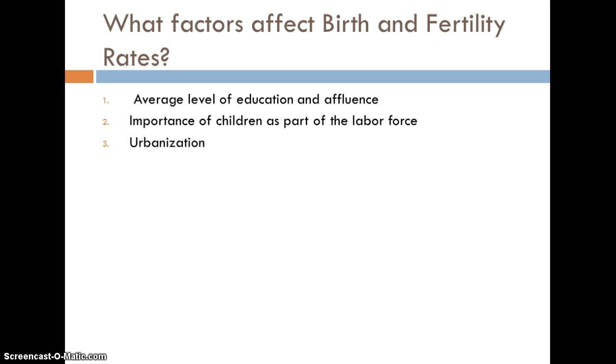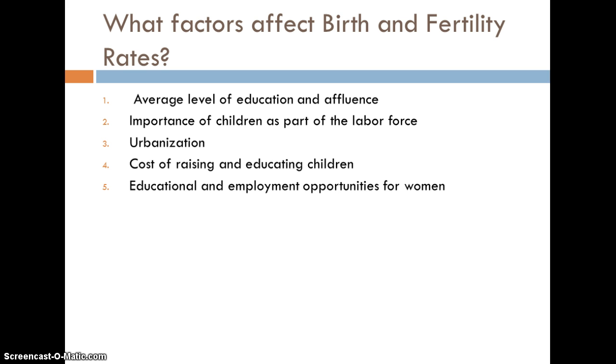Urbanization, as people move to urban areas, they have fewer children. And as the cost of raising and educating children continues to rise, like the cost of college, then you're going to see families have fewer children. As women have more educational and employment opportunities, they're having fewer children. When infant mortality rates drop, the number of children women have drops as well. Now that might seem backwards, but we'll look at something called demographic transition that explains why that happens.